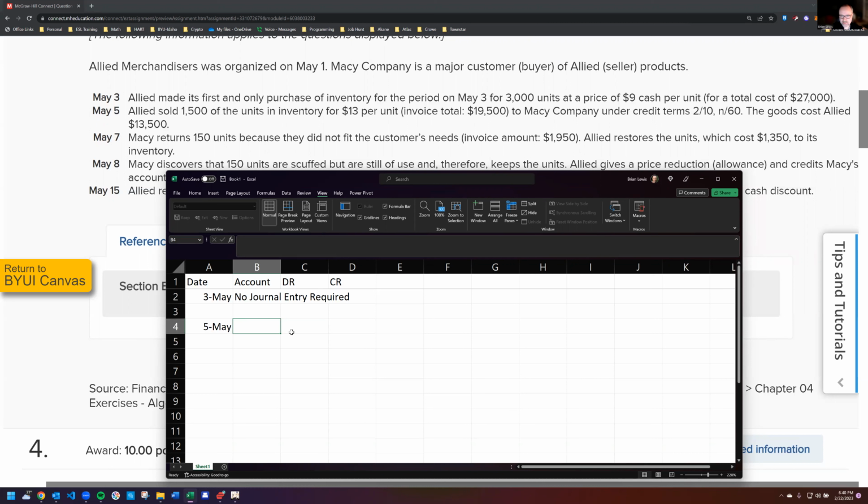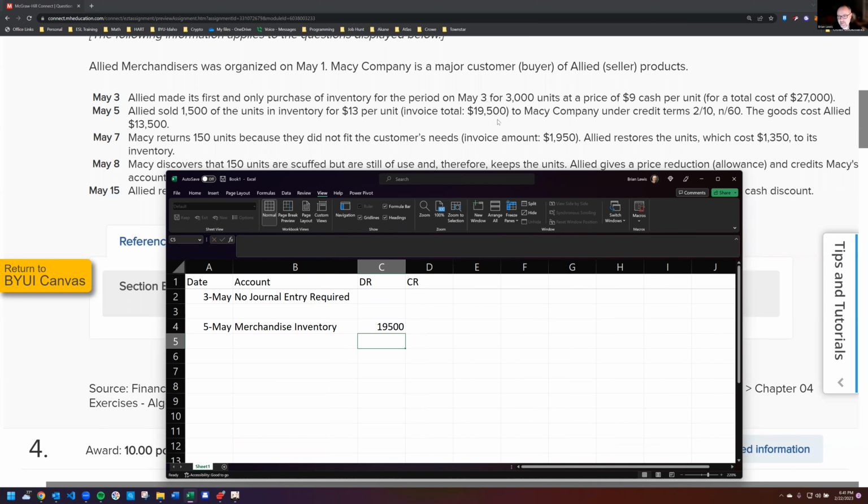So since it's a purchase inventory, we're just going to go ahead and use merchandise inventory. Sometimes it's just inventory, I'm not sure, but we'll make sure that we just follow this. Merchandise inventory. Let's make this a little bigger. There we go. Merchandise inventory. So Macy is buying it for $19,500.